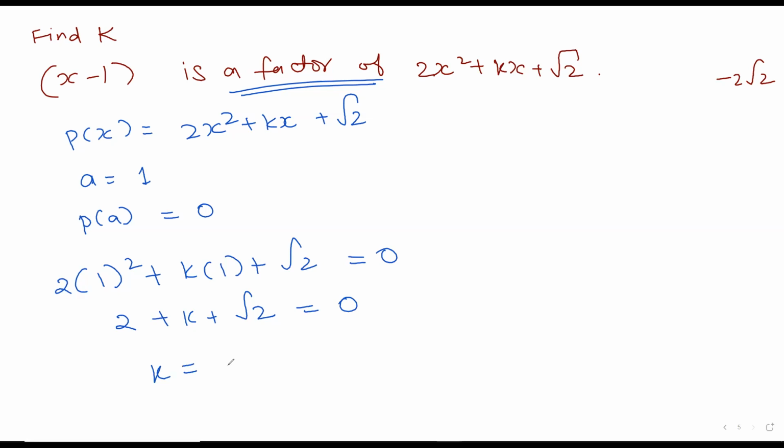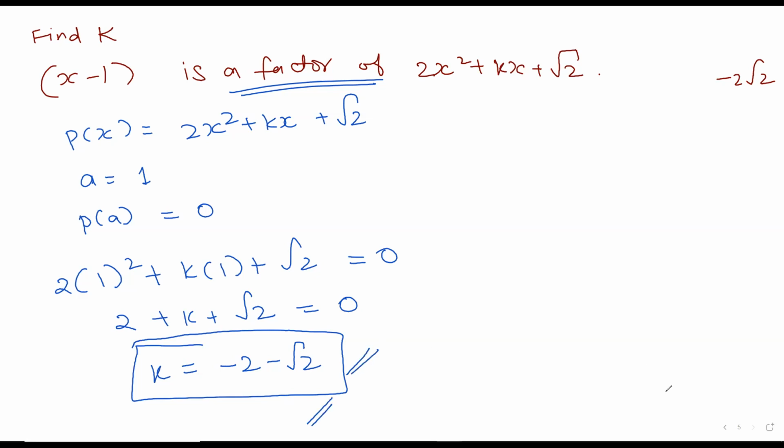Ma'am, the value of k is negative 2 root 2. Very good. Mridula, did you see? Yes, ma'am. So is it clear now? Yes, ma'am. Okay, very good. Let's do one more.